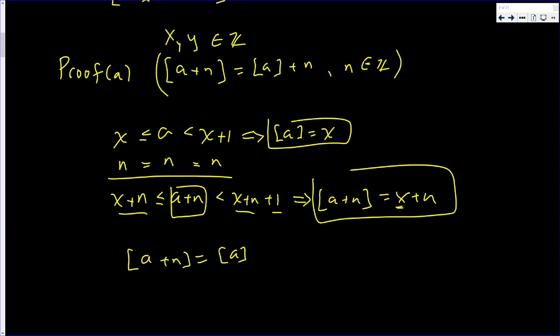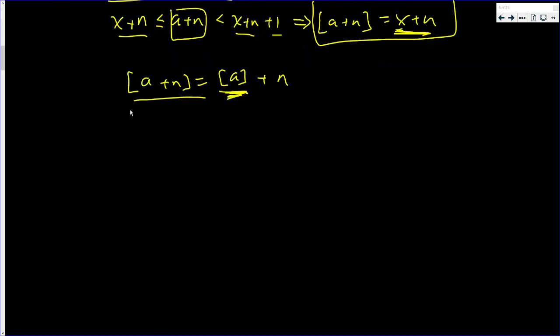So this is equal to x plus n. That's exactly what we said. I just wrote x a little bit differently. That's the proof of A.